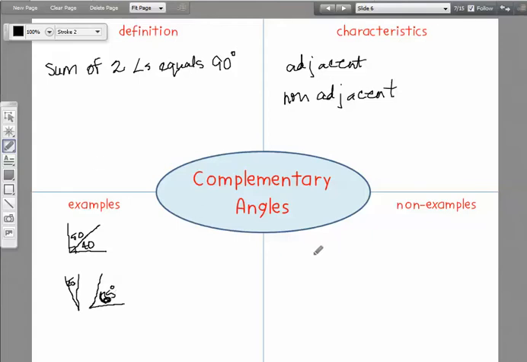A non-example would be, you've got this angle that's 50 degrees and you've got this angle that's 60 degrees. That's a non-example. If I go like this and I've got this angle down here, let's say that's 45 and this one's 55. There again, it doesn't matter if they're adjacent or non-adjacent, their sum is not 90. So therefore they can't be complementary.